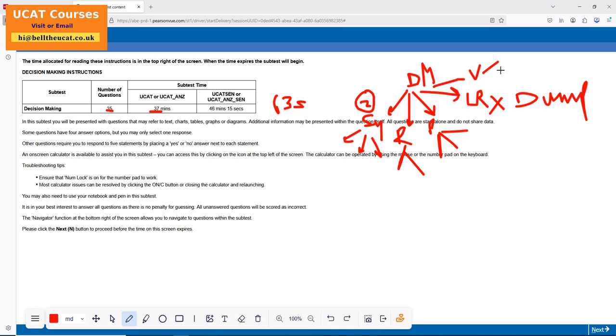Venn diagrams are easy. There are altogether 5 or 6 styles of Venn diagram questions. There we go. Right, let's see.